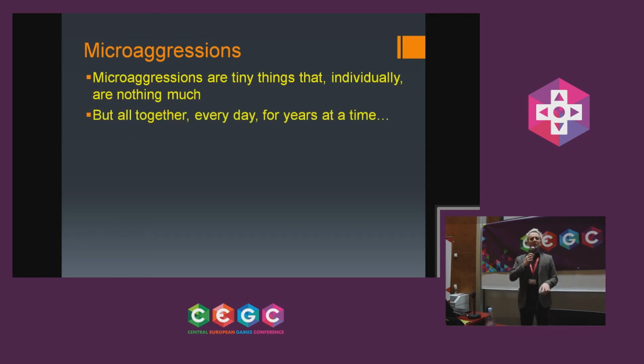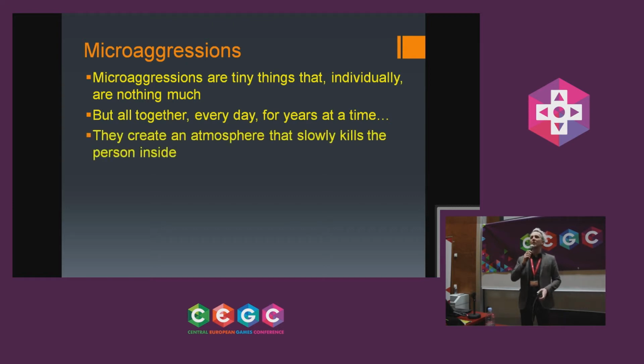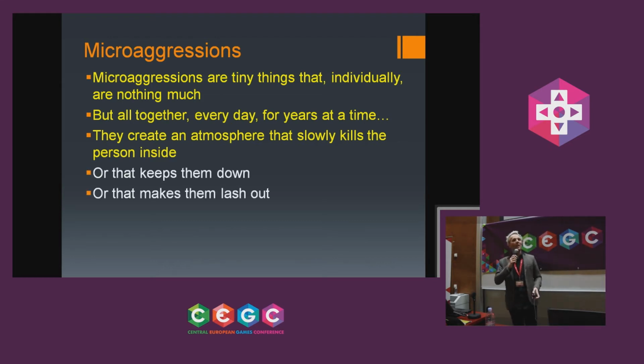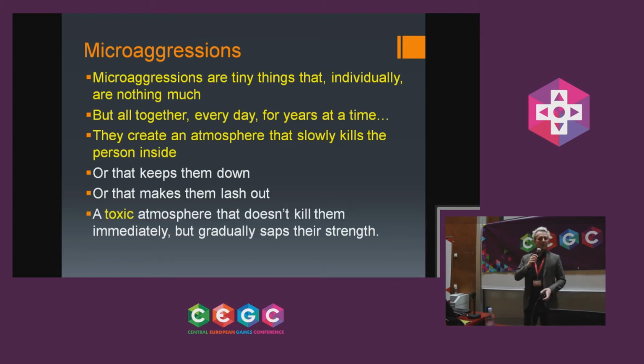So microaggressions are tiny things that individually are nothing much, but all together every day for years at a time, they create an atmosphere that slowly kills the person inside, or keeps them down, or makes them lash out and get angry, and we'll talk about that later. It's a toxic atmosphere that doesn't kill them immediately, but gradually saps their strength. And we do this kind of stuff in society all the time.